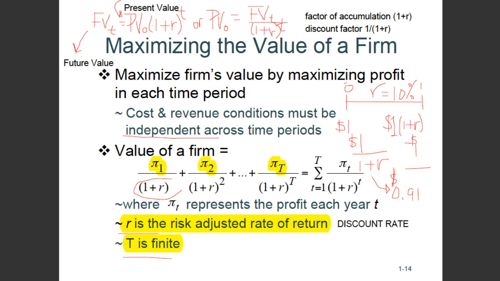So you see the pattern. The important thing is to see the pattern. Now what I'm going to do is say, well, what if a firm isn't finite? What if it's an infinite existing firm? And that's possible with a corporation.